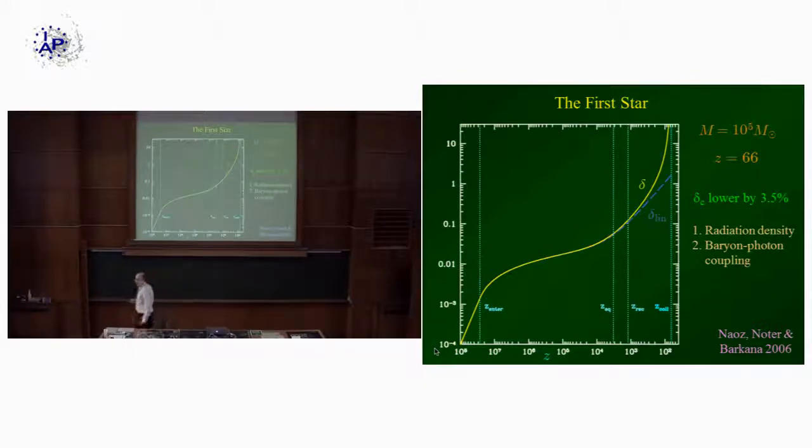OK, but let's go back to the very first star. Again from our paper, this was a spherical collapse calculation for the very first star. Redshift 66 in this case, a halo of 10^5 solar masses, which you expect to host the very first star. This is the overdensity of the region, the spherical top hat. Of course, in the spherical calculation it goes to infinity when you collapse, and the extrapolated linear overdensity goes to a finite value.